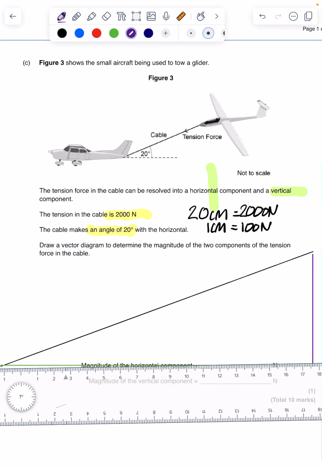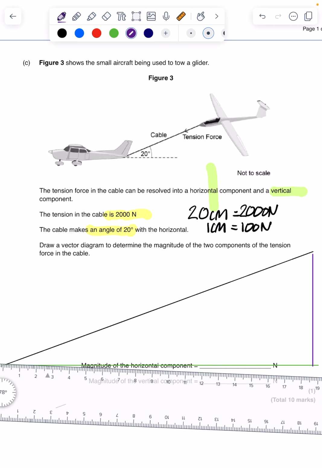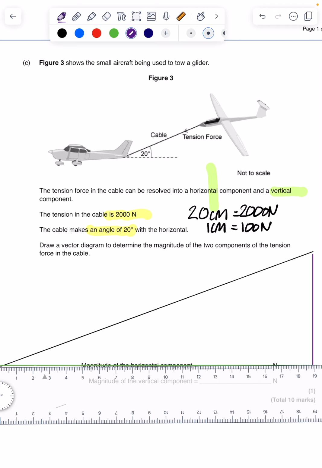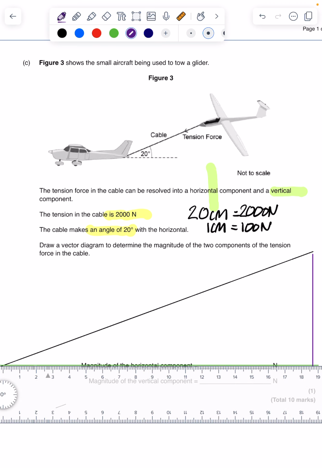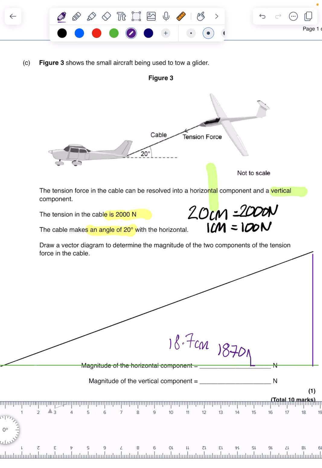So for the case of our horizontal axes, with your ruler, you'll see it goes through about 18.7, which to our scale is going to be 1,870 newtons.